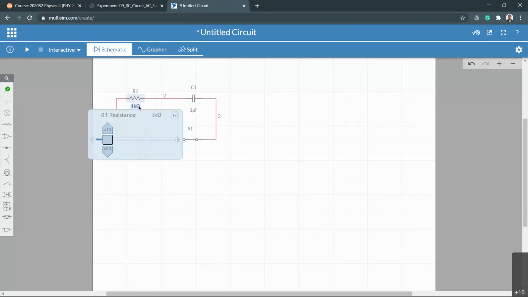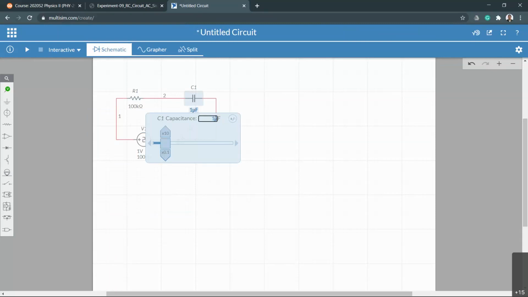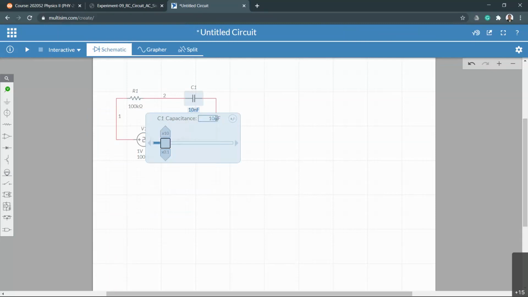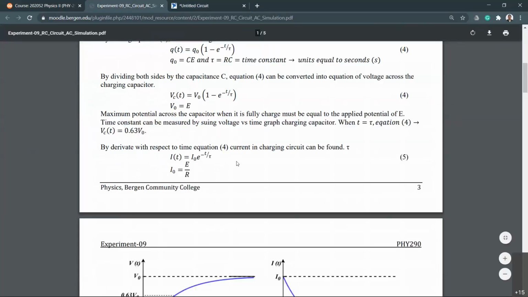And then let's change the resistor value to a very large one, because if I have a larger resistor, the time constant is actually higher, right? So let's apply a very small capacitor, about like 1 nano or maybe 10 nano. Okay, so those are actually given in your lab manual.